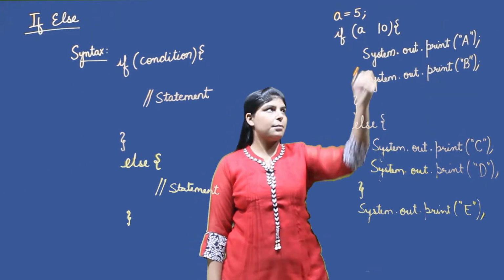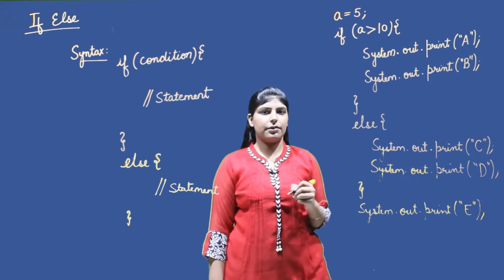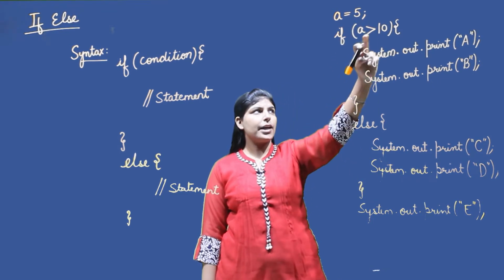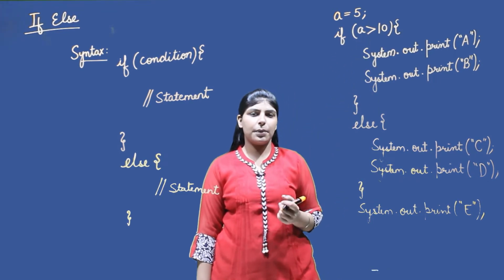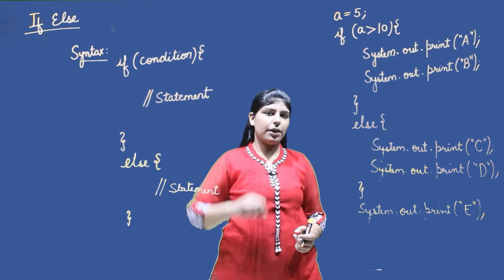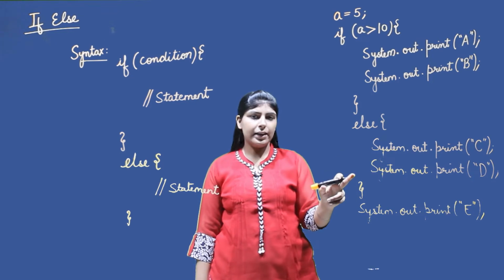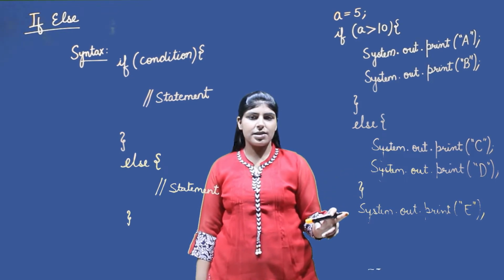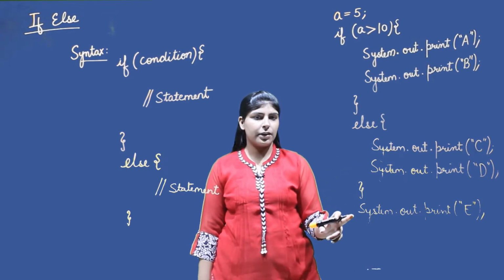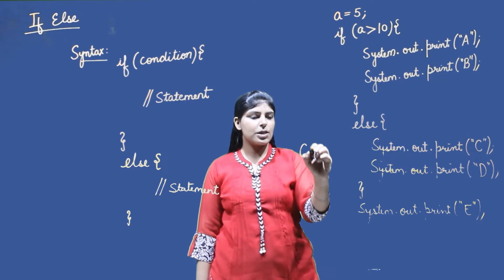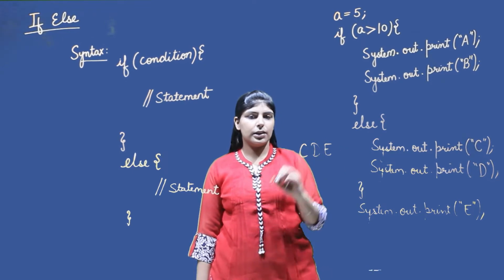Let's see another example. Suppose I have greater than sign here. A equals 5, A greater than 10, 5 greater than 10 becomes false. So I will skip the if block. I will move into the else block. I will print C and D in the output. Now the control reaches this line, so E will also be printed in the output. So the output in this case will be C, D and E.